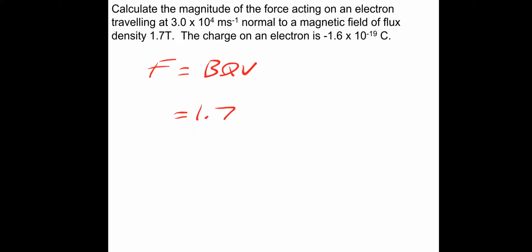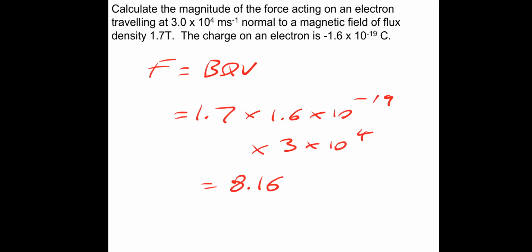So B is 1.7, that is a very strong magnetic field, by the way. Remember the ones at hospitals for MRI scanners are around 0.5 Tesla to 1 Tesla. So 1.7 is huge. Times the charge, which is 1.6 times 10 to the minus 19, multiplied by the velocity, which is 3 times 10 to the 4. If we calculate that, we get 8.16 times 10 to the minus 15 newtons. So look at the next one.